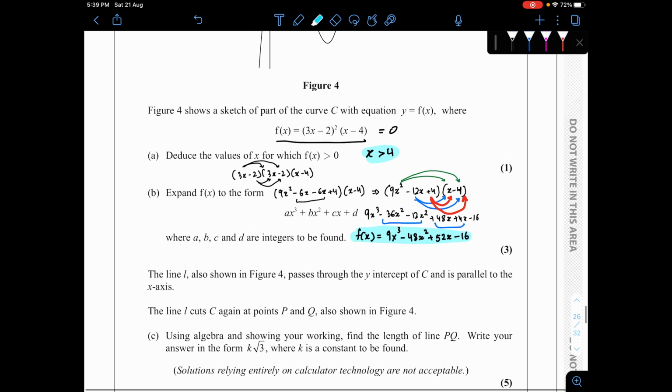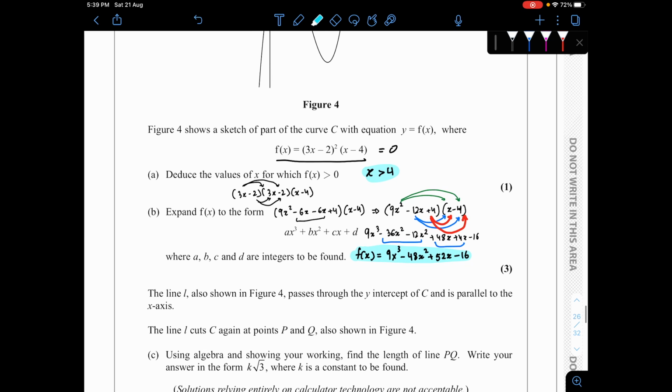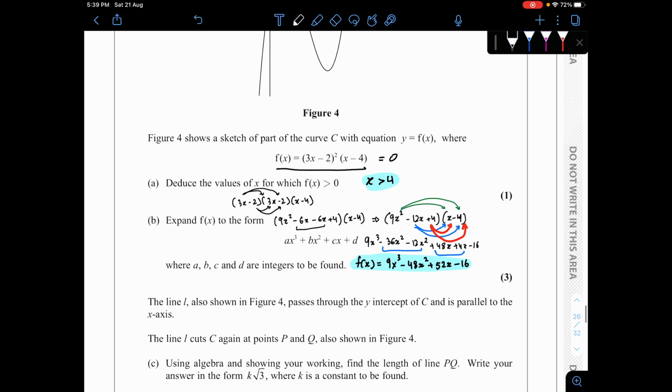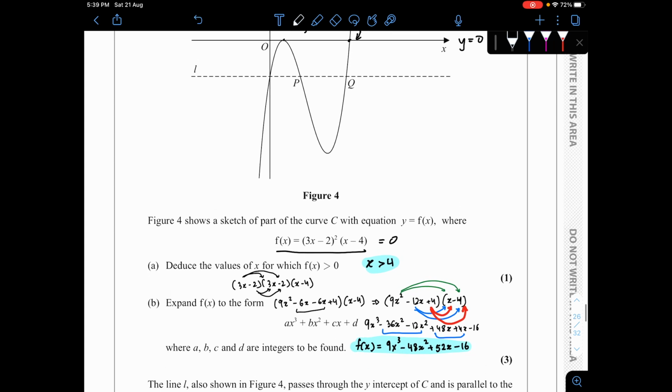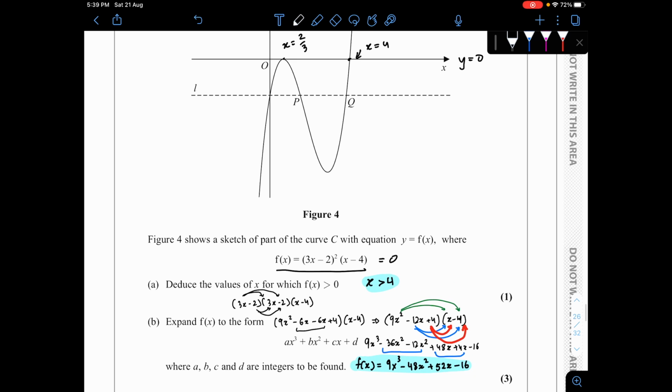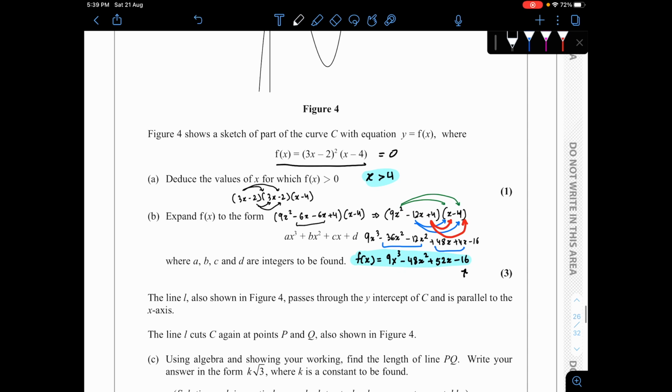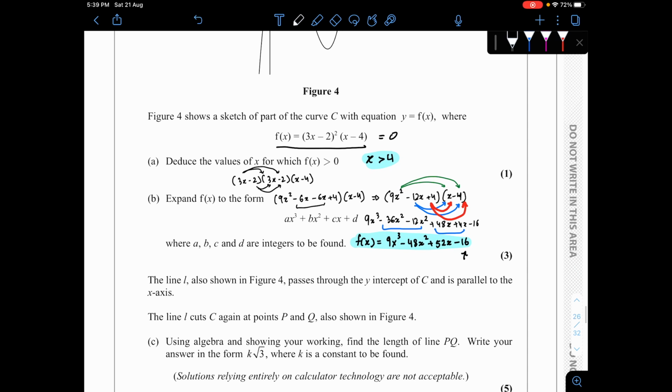Alright, so we have the line L, shown in the graph. This line L passes through the y-intercept of C. So the y-intercept of C, this is the y-intercept. We know the y-intercept is this over here, right? It's minus 16 because it's the non-x term. So we know that it's parallel to the x-axis.